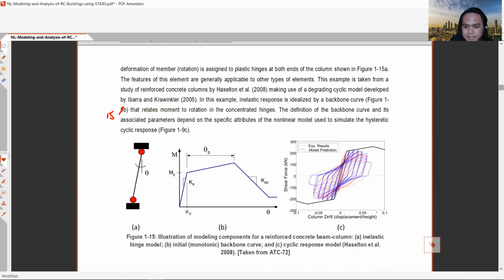Okay, so that relates the moment to rotation in the concentrated hinge. So ito yung moment, ito yung rotation. So this one should be 15b.